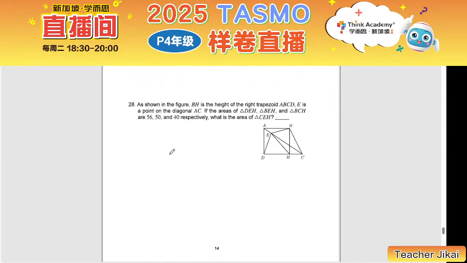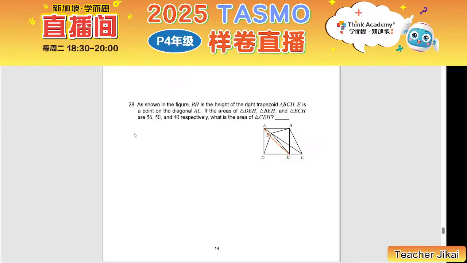Alright, question 20. Question 20 is something we have just learned. Yeah, it is about the half model and the triangle with the same area. So if you cannot see it, I will help you through a line. So you can see we have ADBH, a square. So the most common line being connected here is you link the diagonal. You connect the AH. And then we know DEH, BEH, BCH are 56, 50, and 40. Right? So you can just make use of the half model.